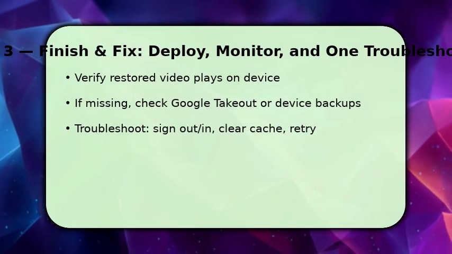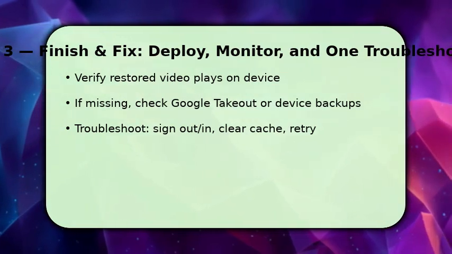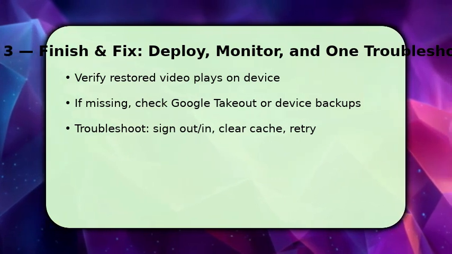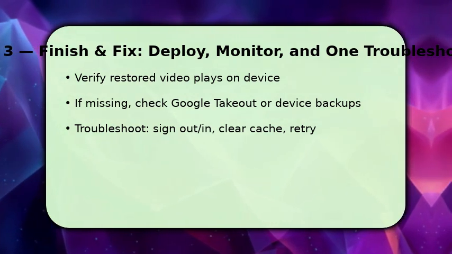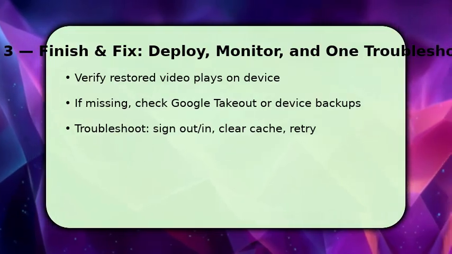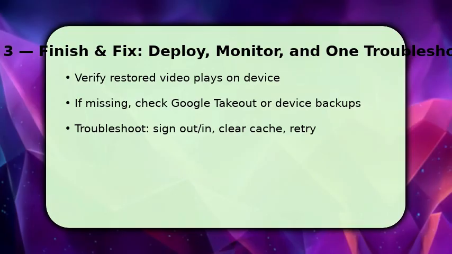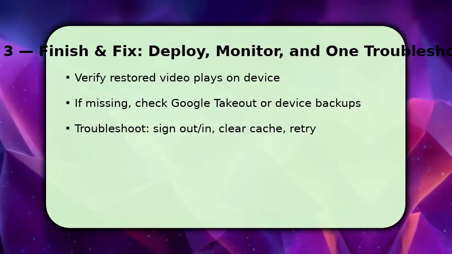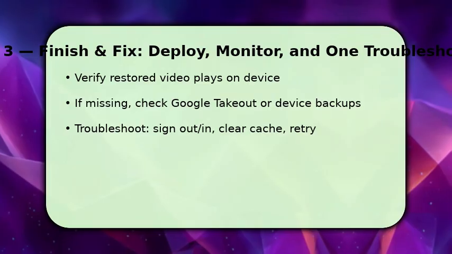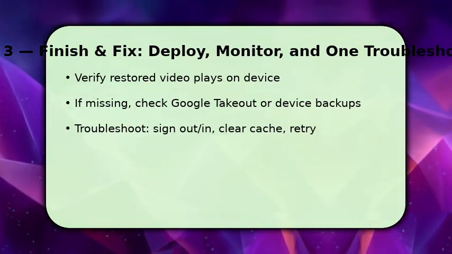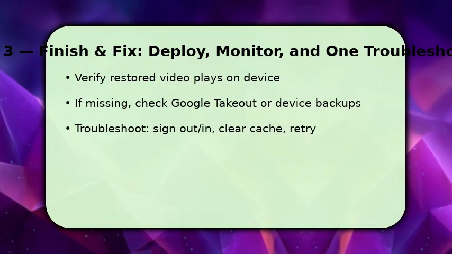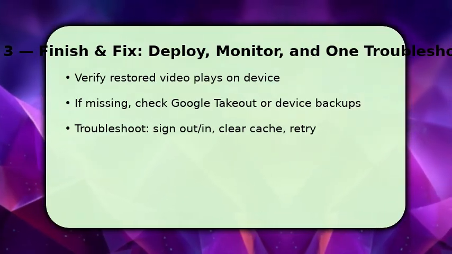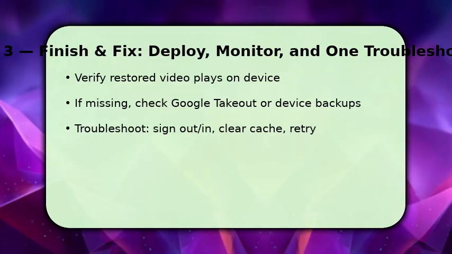Play it in Google Photos and then save a second copy locally. If the video remains missing, export your Google Photos data with Google Takeout or check any device backups you created earlier. If recovery fails, sign out and back into Google Photos, clear app cache, and retry the search. These steps refresh sync metadata and often reveal items that were invisible before. If problems persist, restore from a device.